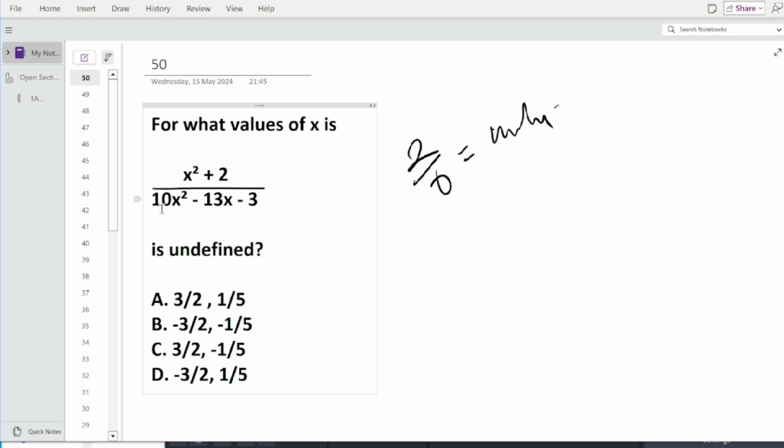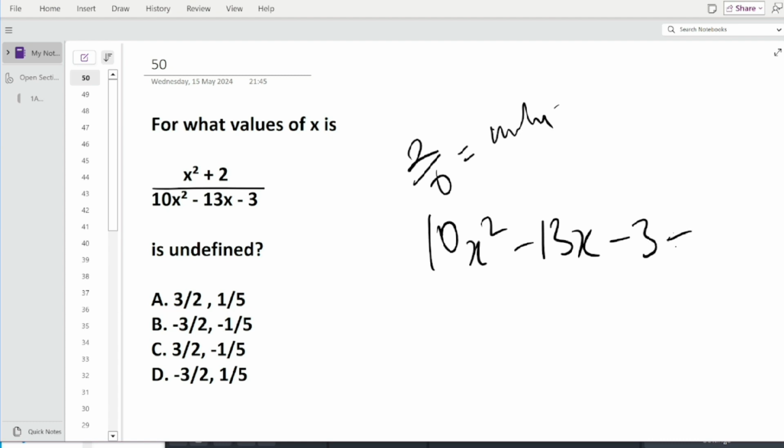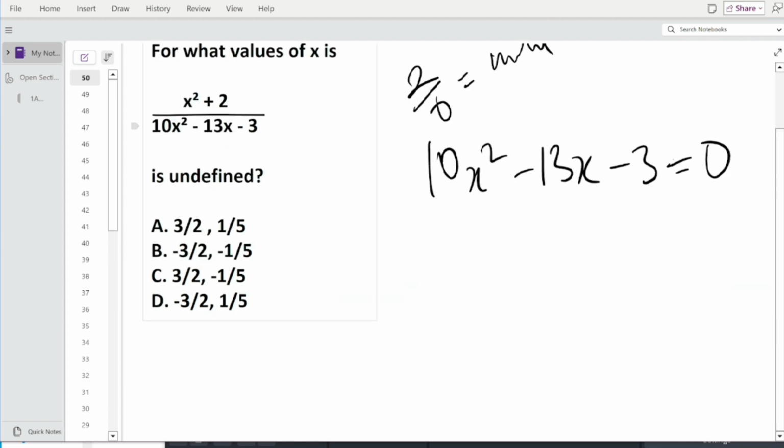For this question, the concentration is on the denominator. So we have 10x squared minus 13x minus 3 equals 0. We just have to factorize this quadratic equation. We have to make it equal 0, then solve for it. We know the coefficient of x squared is 10, not 1, so we have to multiply it by the constant, which is minus 3, the one without any letter. So we have 10 times minus 3, that will give you minus 30.